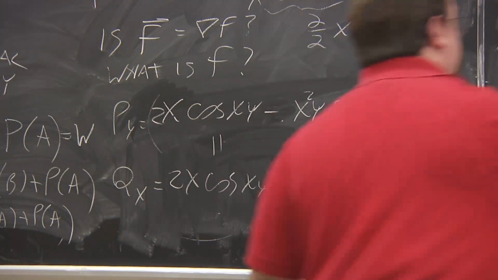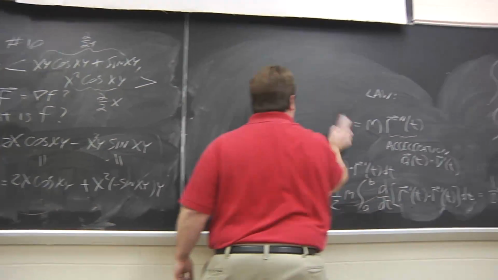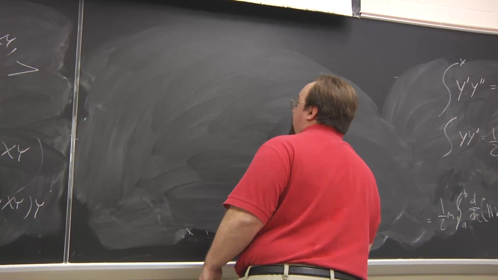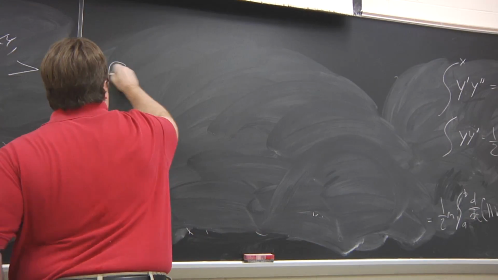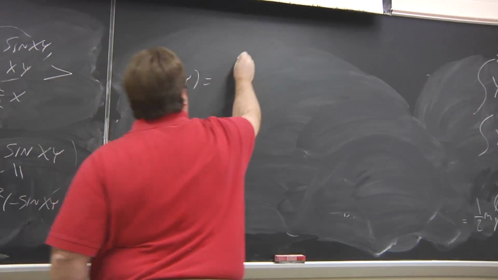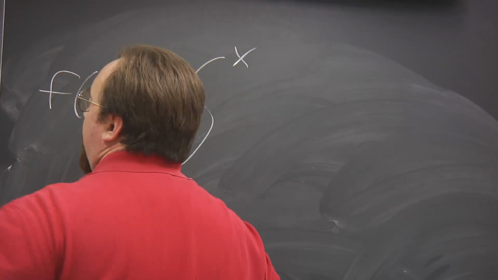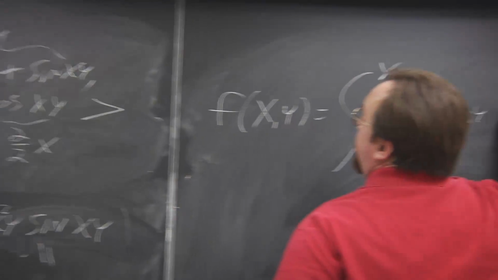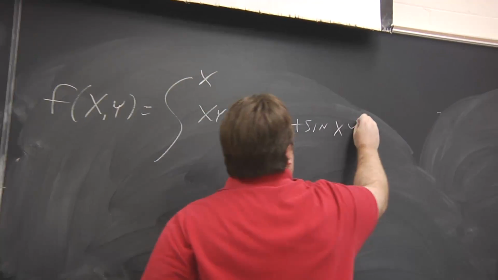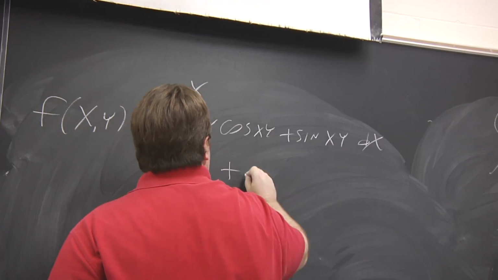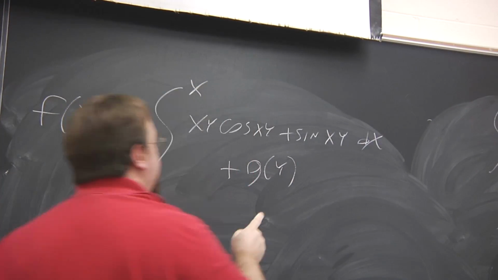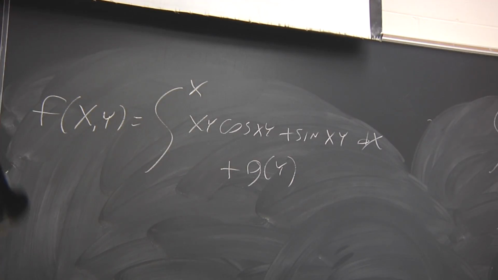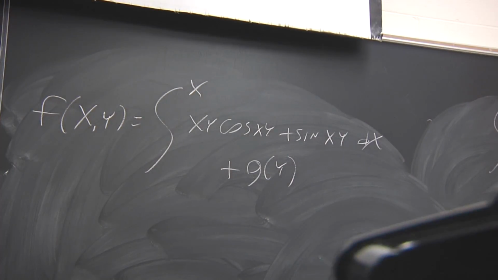So then to find the function little f, whose gradient is this vector field, here's what you could do. You could define little f to be the antiderivative with respect to x of this function, xy cosine xy plus sine xy, dx, plus a function of y. You could do it that way, and why would you not want to?